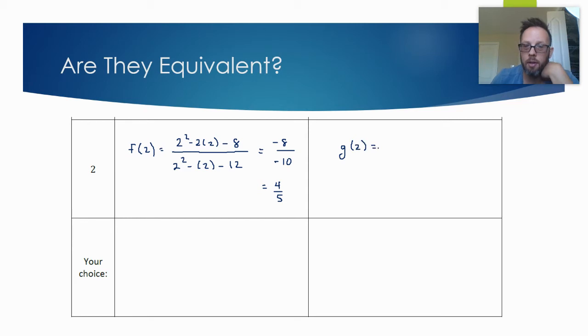G at 2 equals, plug in 2. So 2 plus 2 on top. Look at that. 2 plus 3 on the bottom, and we get 4 over 5 as well. So 4 over 5 is on both functions. They're probably equivalent. Why don't you try a number? I'm going to try 10.